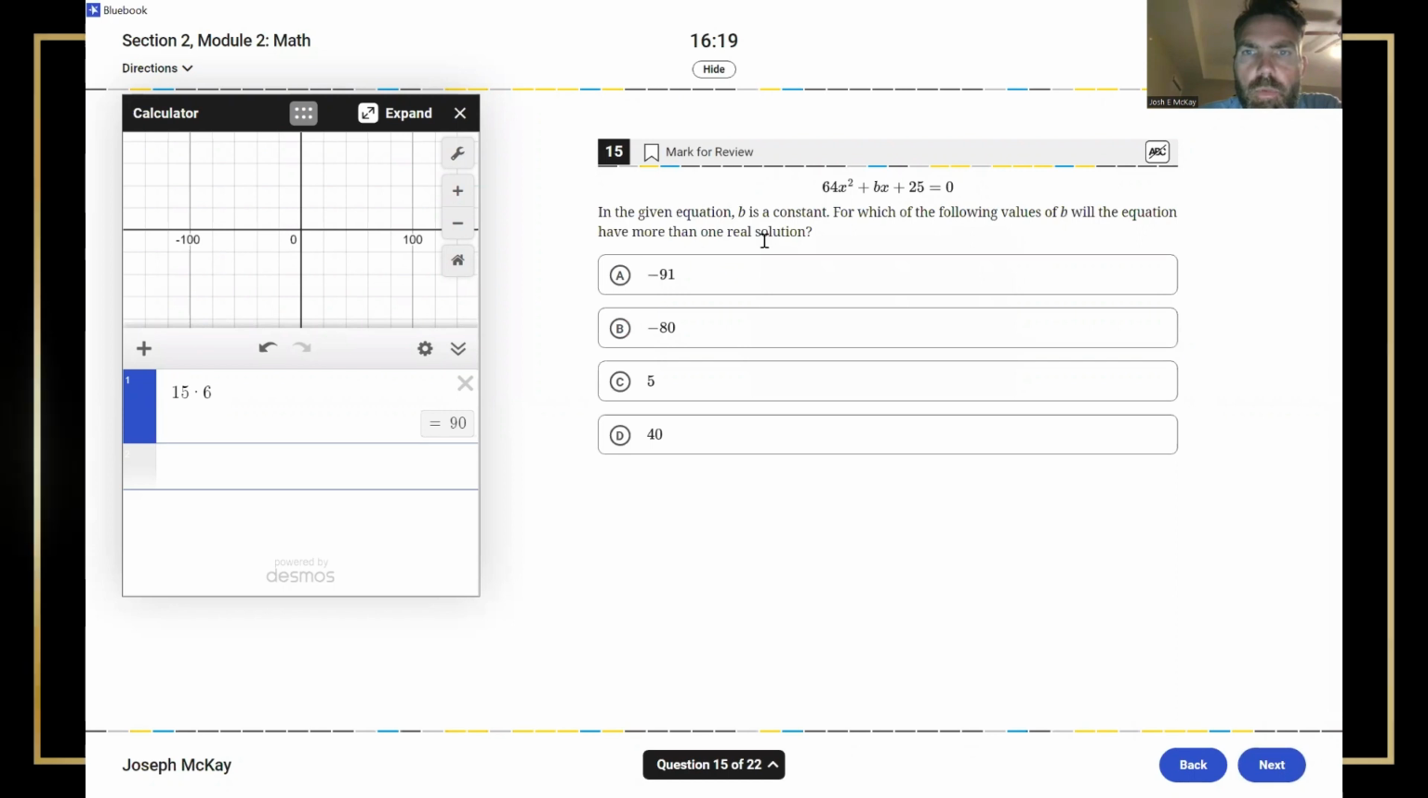The equation has more than one real solution. Given equation B is constant, for which of the following values of B?